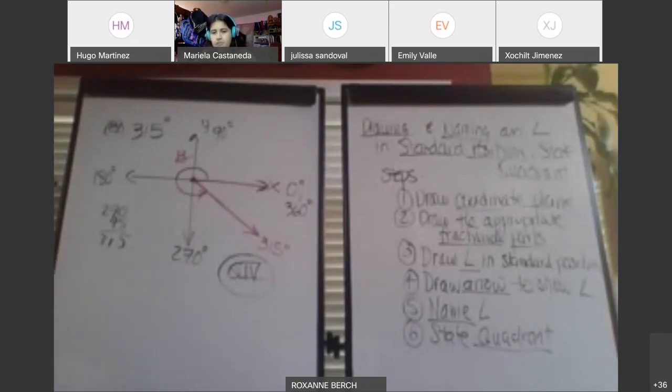It has to be done exactly like this. Notice all the arrows. You're showing an arrow of the rotation. You're showing the arrows with the angle. You're naming the angle.